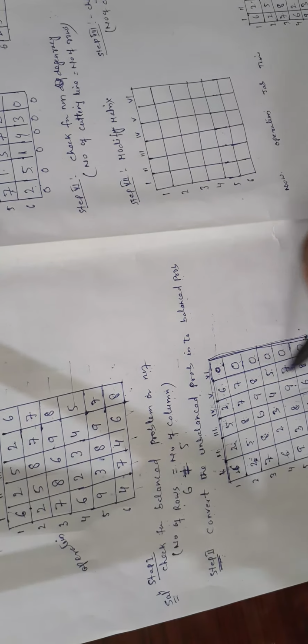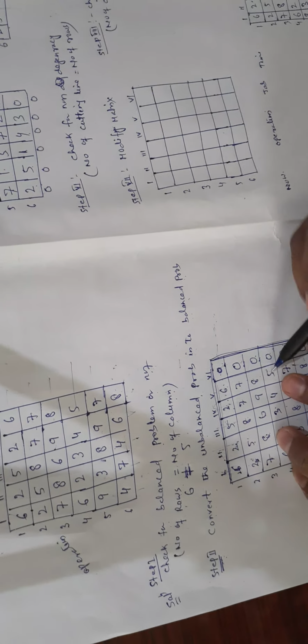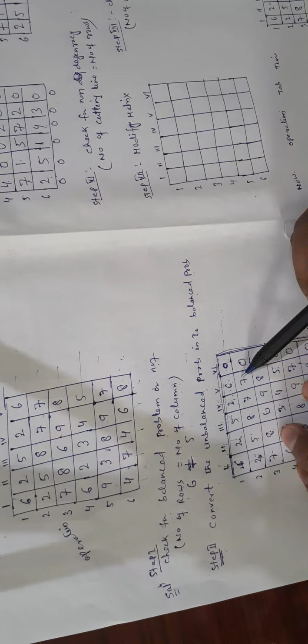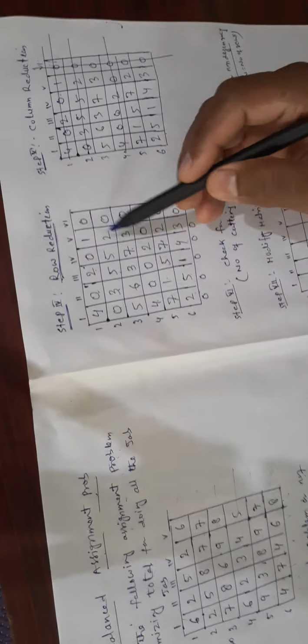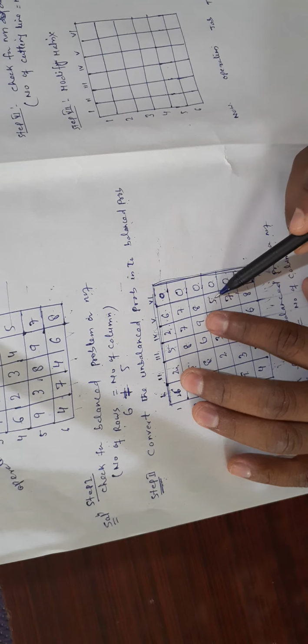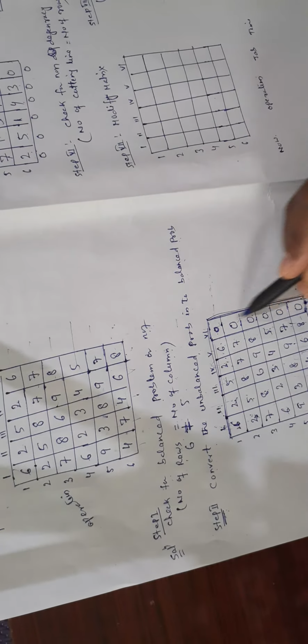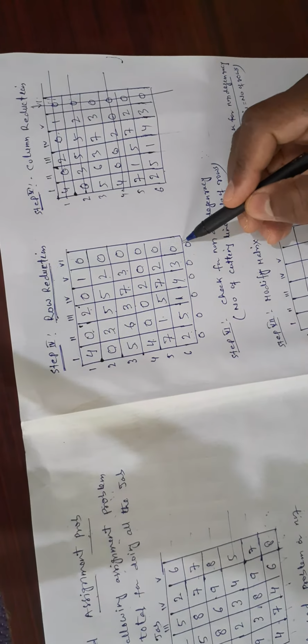Similarly we have to complete this one also. The least value is 5. 6 minus 5 is 1, right here is 1. And 7 minus 5 is 2, right here is 2. Here also 8 minus 5 is 3, right here is 3. And 5 minus 5 is 0, right here is 0. And next 7 minus 5 is 2, right here is 2. And here 8 minus 5 is 3, so right here is 3. And the sixth column is 0, so the same value we have to write here, 0.